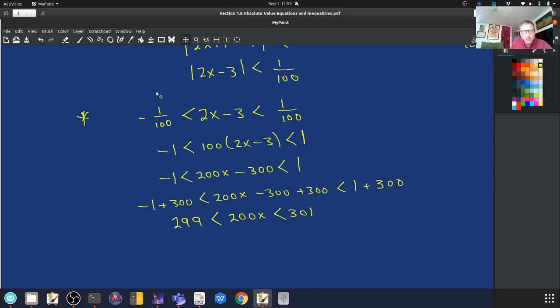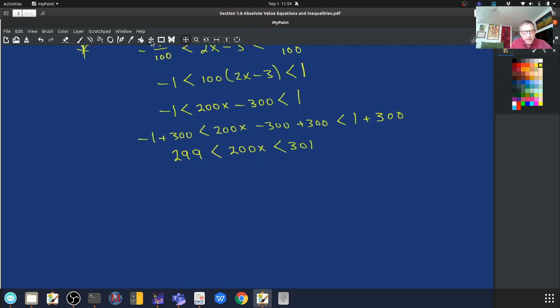And now all I want to do is simply say x is, I'm going to divide all three parts by 200. So x is between 299 divided by 200, and 301 divided by 200.